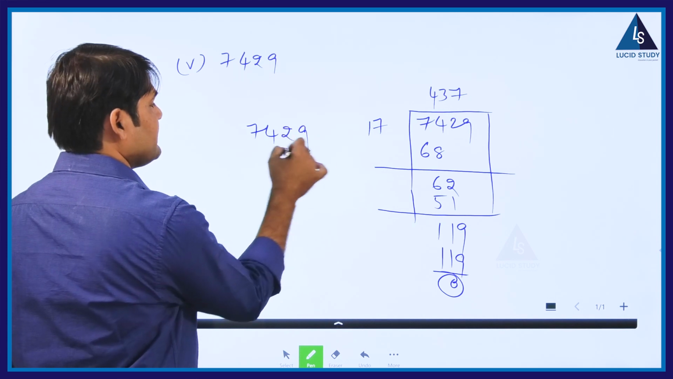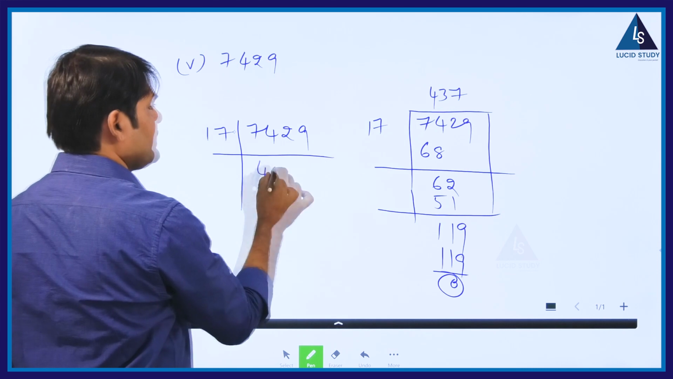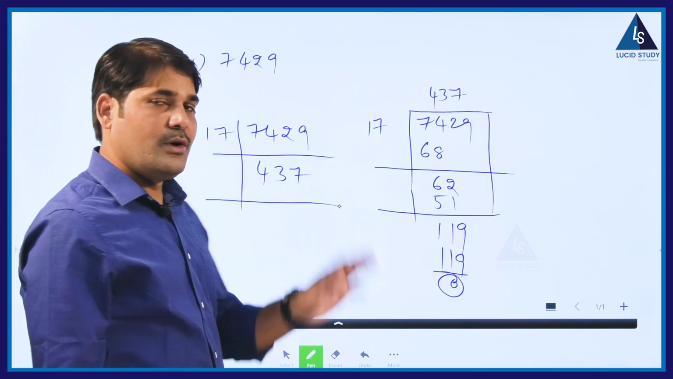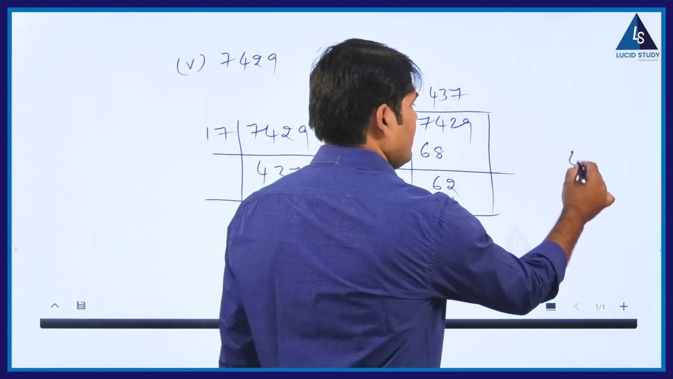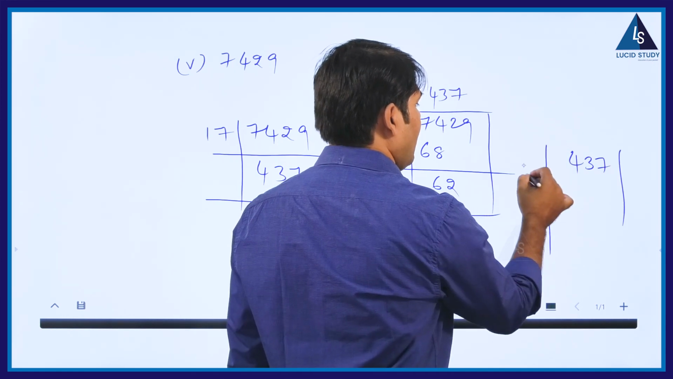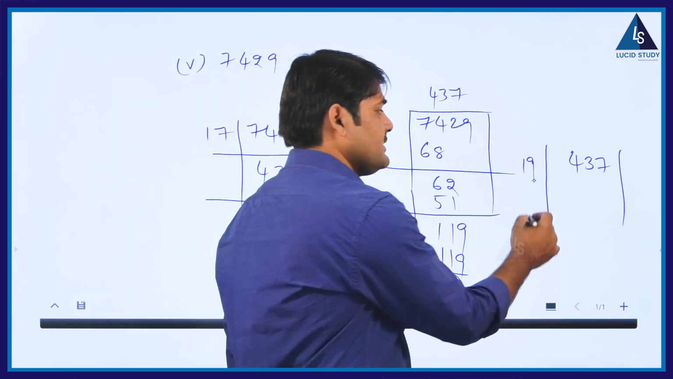7429 is divisible by 17. What will be the quotient? 437. Now 437 is divisible by which table? We need to check. So 437 is divisible by 19. After 17, what is the next prime number? 19. So with that 19 we will check.